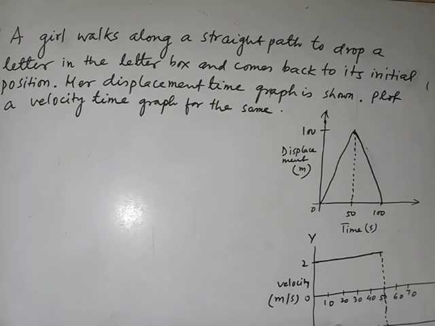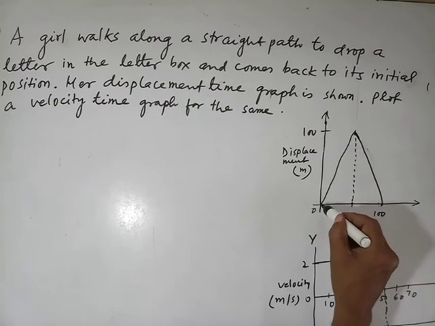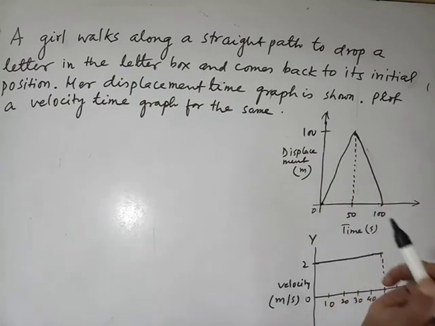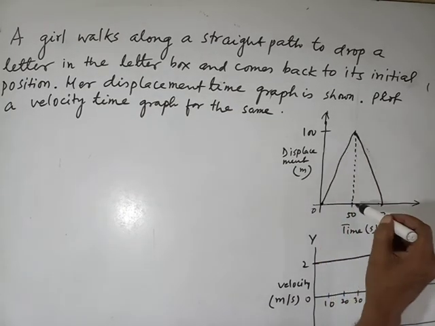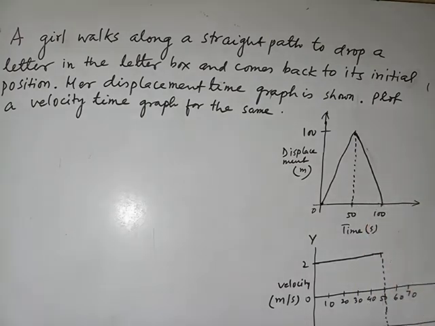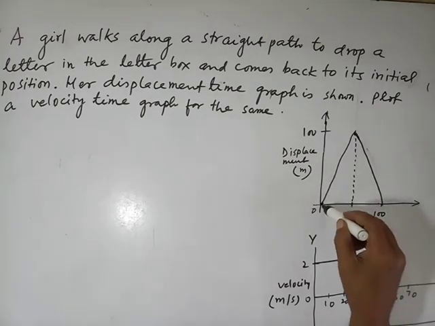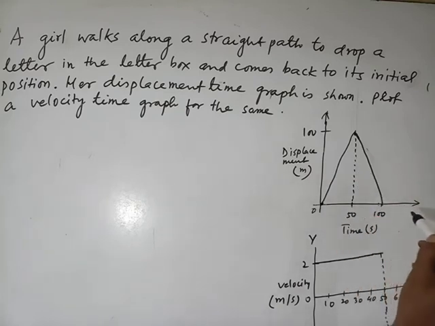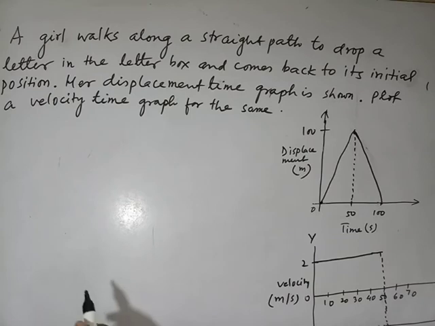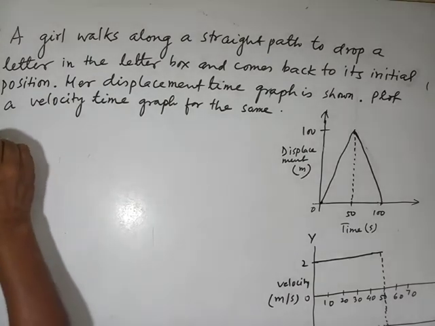This I have plotted here. The girl is starting from here and goes 100 meters in 50 seconds. This is the time axis, and this is the distance axis. So how much is the velocity? The velocity is 100 by 50, that is 2 meters per second.